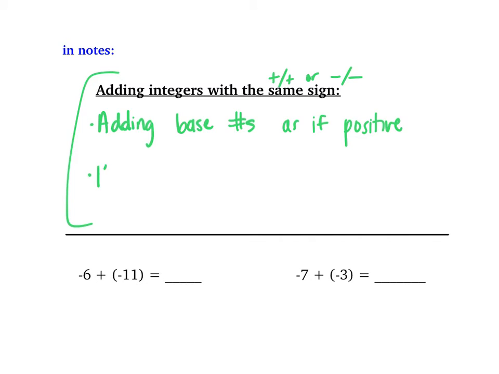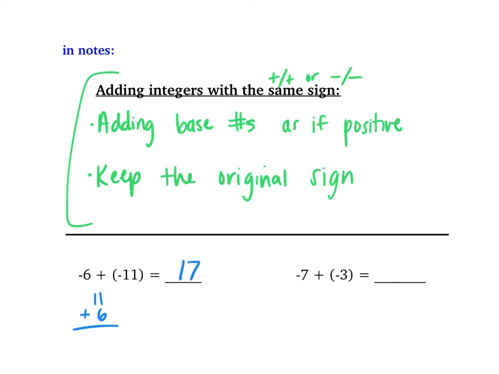And then what you're going to do at the end is just make sure you have the right sign. So since they're the same sign, you're just going to keep the original sign you started with, meaning if you're adding two negatives, your answer is going to stay negative. So let's do some examples. Negative 6 plus negative 11, I would want to add up those two numbers. That gets me 17, and I just need to make sure I keep it negative in the end.